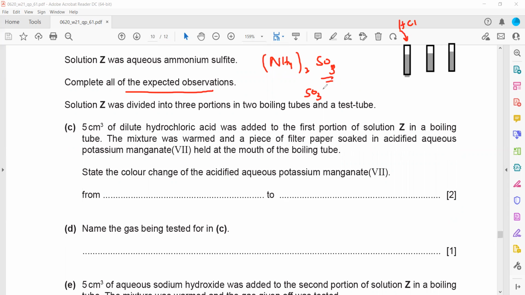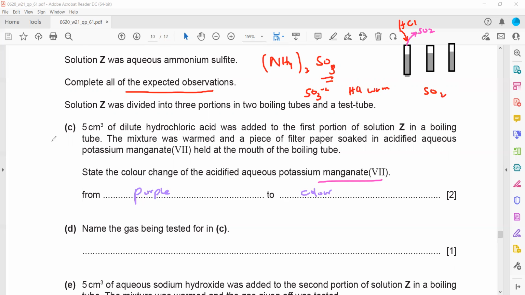How can we test a sulfite ion? We add hydrochloric acid and then we warm. As a result, when we warm, it gives off sulfur dioxide. The gas given off is sulfur dioxide. And this sulfur dioxide reacts with acidified potassium manganate, which is an oxidizing agent. It will turn from purple to colorless.